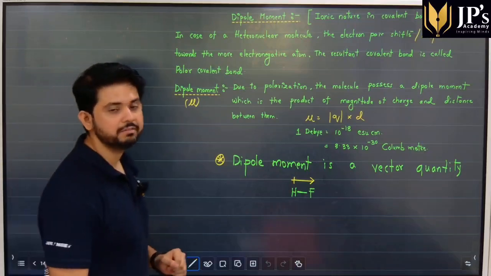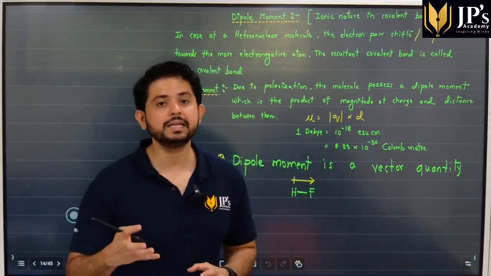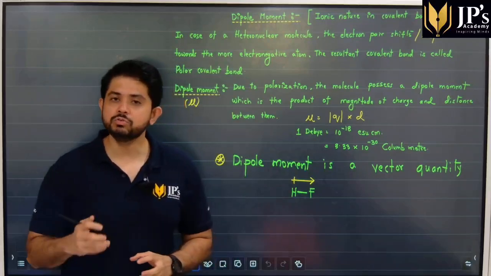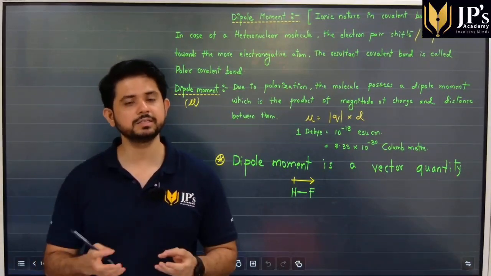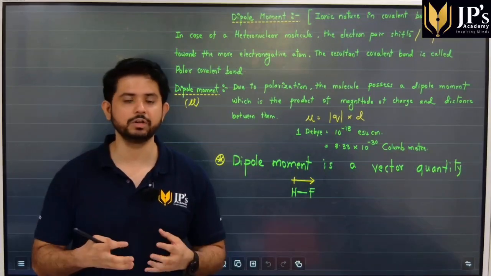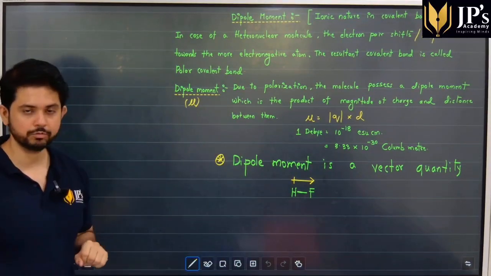Next, students, we have dipole moment. Dipole moment या हम इसे बोलते हैं ionic nature of covalent bond. Students, no bond is 100% ionic or 100% covalent. There is some or the other character involved in each other. So first हम समझते हैं what is ionic nature of covalent bond.